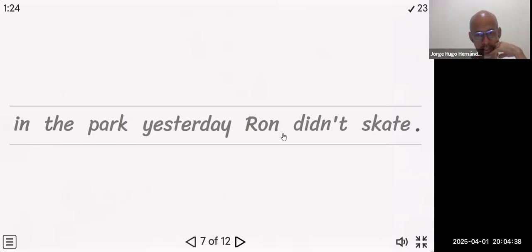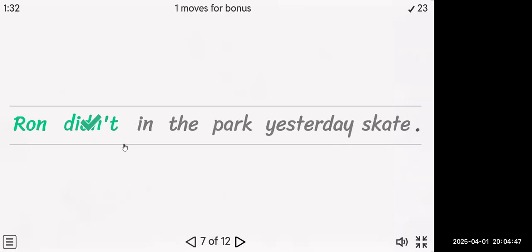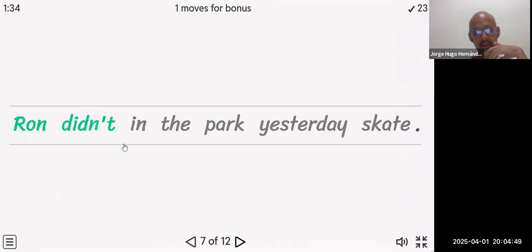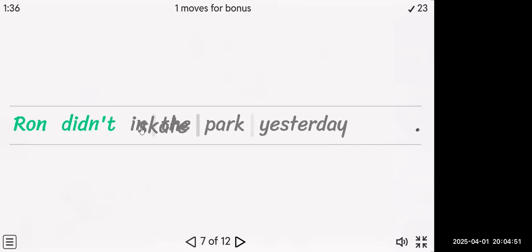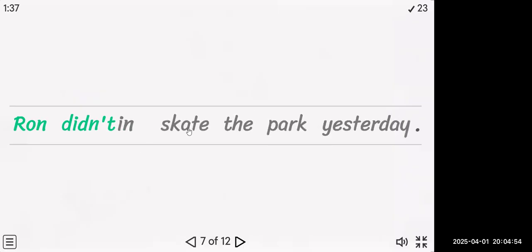In the park. Yesterday, Ron didn't skate. Very easy. What is the first one? Ron, yes. Ron didn't. The verb, what is the verb? Skate. Okay, Ron didn't skate in the park yesterday.